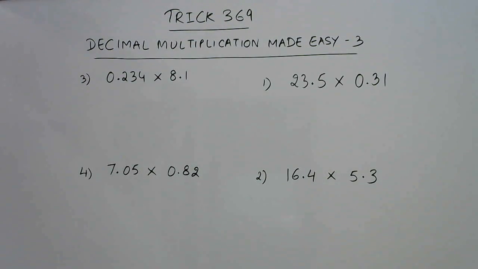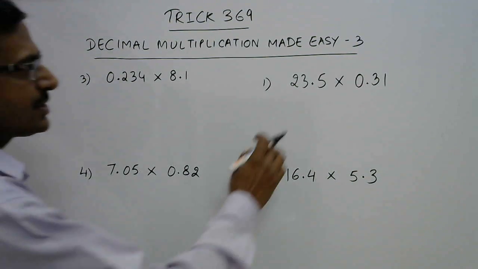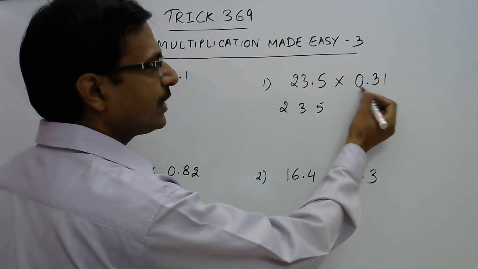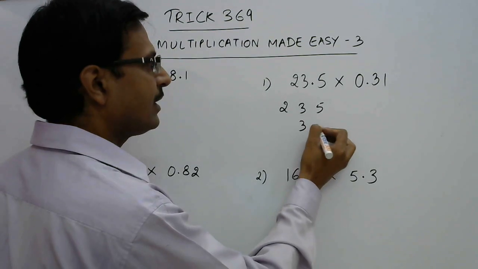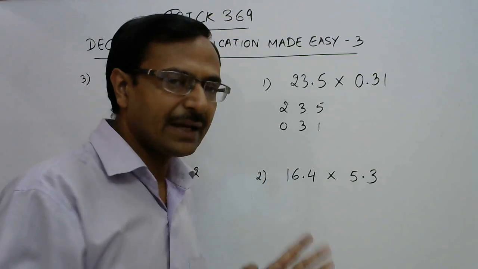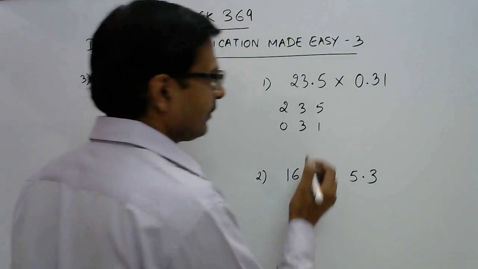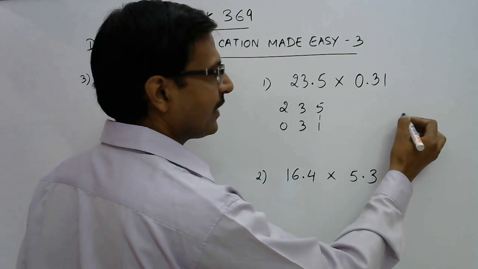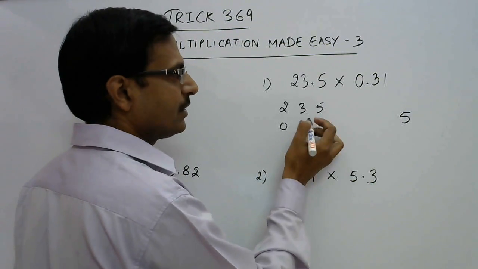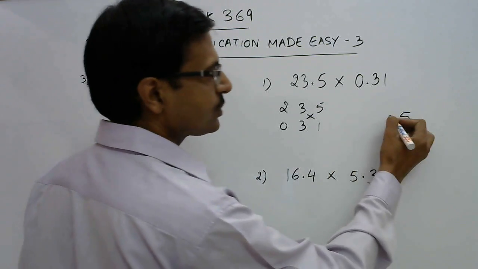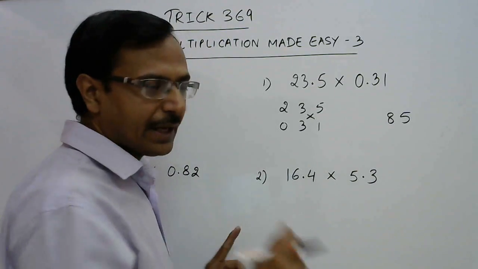Now see, I'll take the numbers irrespective of the decimal place first. So if you remove the decimal, this becomes 235, so I'll write 235. And if you remove the decimal, it becomes 31 or 031. You can write 031 to equate the number of digits. Now, just like I told you in the previous video, start with the multiplication of the unit places. So 5 into 1 is 5. Second, we have to cross multiply like this. 15 and 3, 18. So retain 8 and remember the 1 carry.